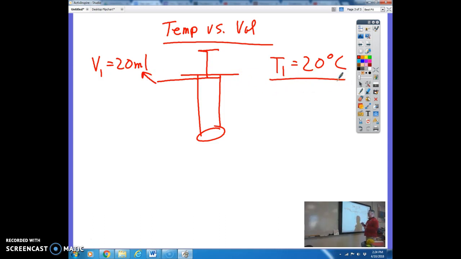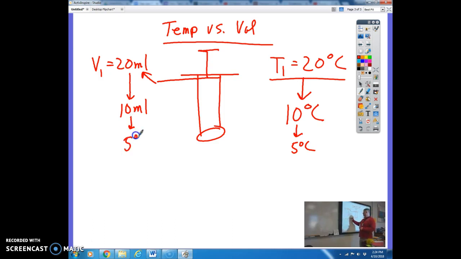So let's say we cut the volume in half. Or I'm sorry, let's say we cut the temperature in half. So the temperature drops to 10 degrees Celsius. It's colder. What should happen to the volume? Well, if it gets colder in here, that volume should shrink. So the volume should come down to about 10 milliliters, right? Direct relationship, they should drop about the same. Well, what happens if I drop it to 5 degrees Celsius? Cut it in half again. The syringe volume should drop to about 5 milliliters, right?